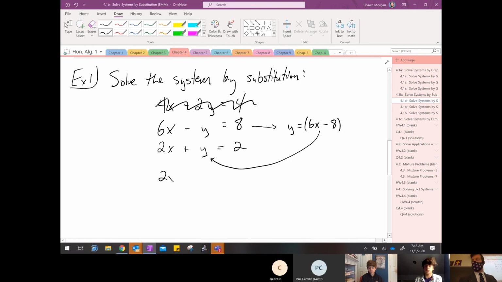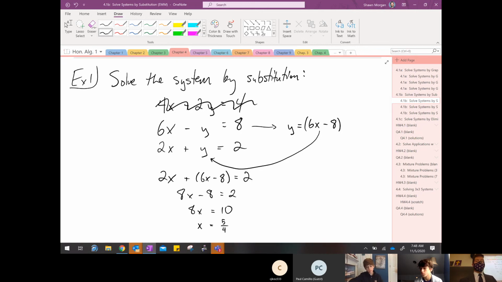So the other equation is going to become 2x plus, instead of y, the quantity 6x minus 8 equals 2. And then we just combine like terms. 2x and 6x is 8x. We're going to add 8 to both sides. Divide both sides by 8. And we get 5/4. Did you guys get 5/4 for your x value? Nice. Okay. Now we're not done, because what do we do next?